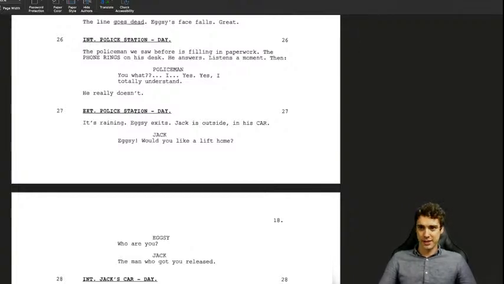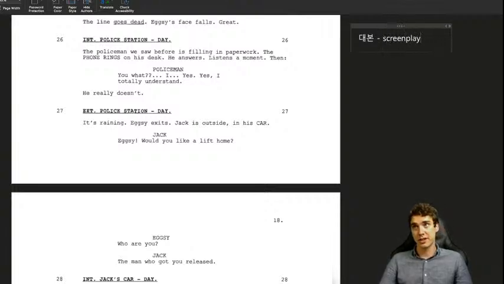So as I said before, 대본 is a screenplay. If it's a film or a TV show, then we say screenplay, or you can say script. 그래서 드라마나 영화라면 screenplay이라고 하는데 아니면 그냥 script이라고 해도 돼요.